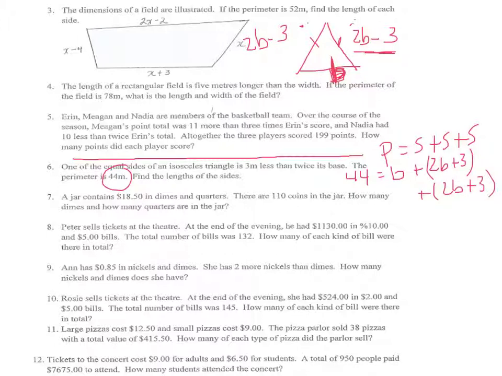I'm just doing it underneath so I have room. I will collect my like terms. b's go with b's. I'm left with 44 equals 5b. I collect my constants, plus 6, and then I can use algebra to solve for the rest of that. I won't do that for you, but that's how you would set that one up.